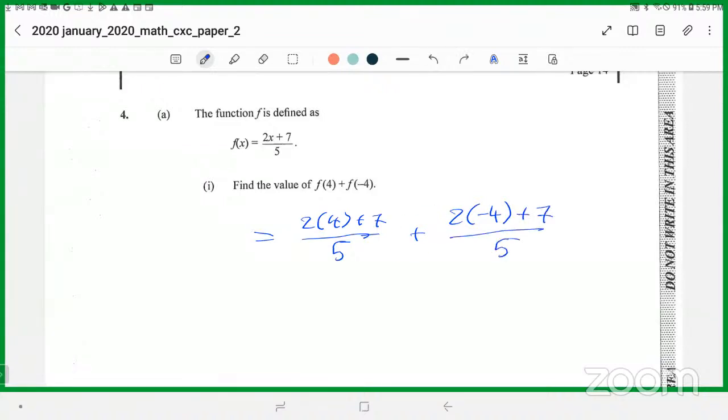While you're adding these, and the denominator is already the same, mute the mic, please, mute the mic.